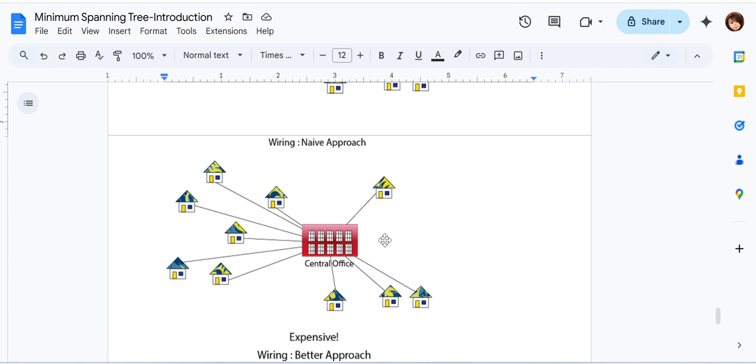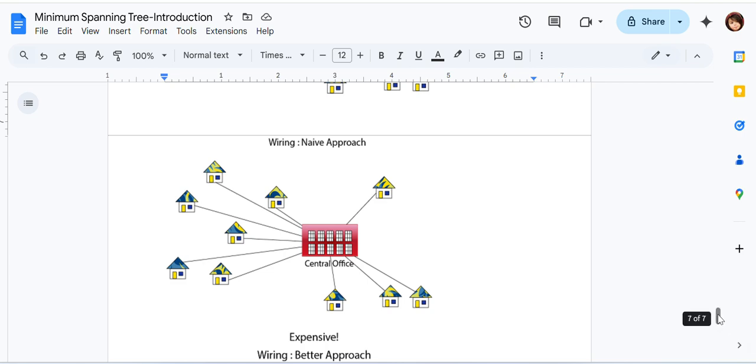This works when you have small connectivity, like two or three houses, then it is fine. But when you are scaling up, as your population increases, this will not work out.